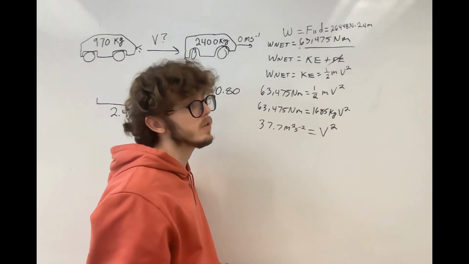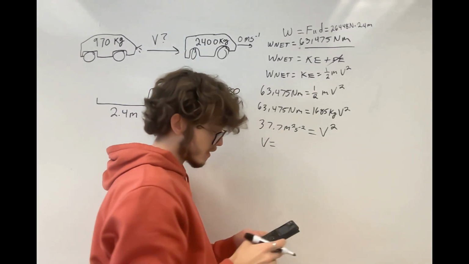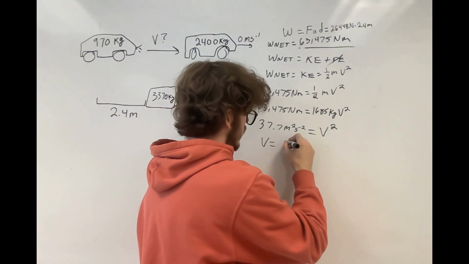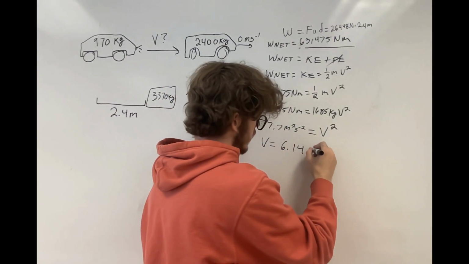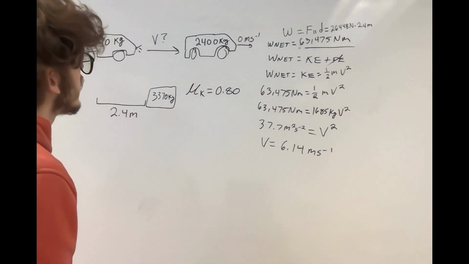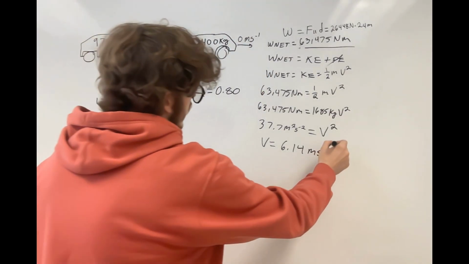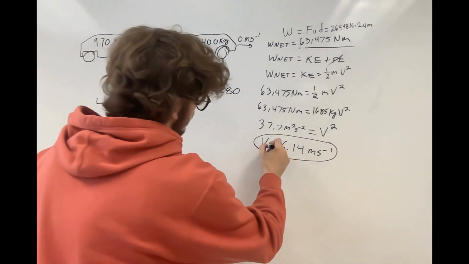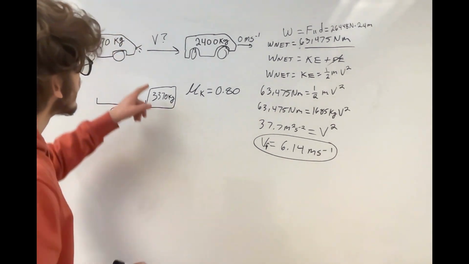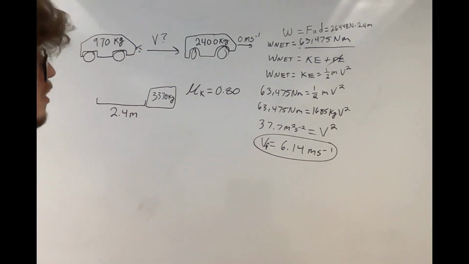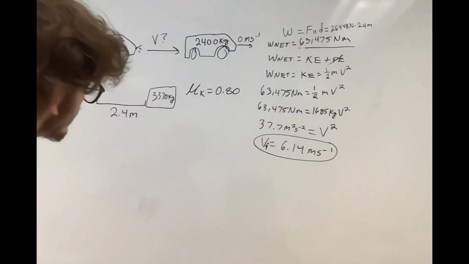We take the square root. Our velocity will be equal to 6.14 meters a second. Okay, so the car after impact is moving at this velocity here. And we'll call this V sub F, final velocity. Now we need to find the velocity at which the sports car was traveling. So we can actually go ahead and do that.